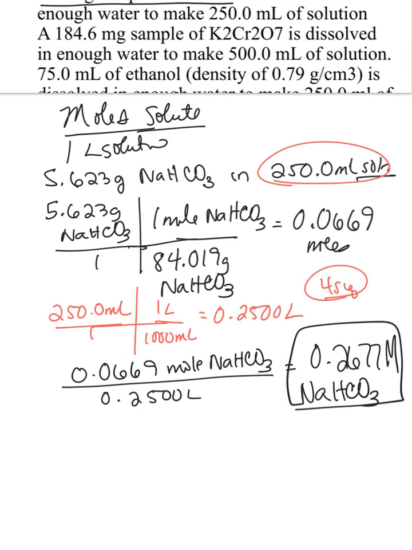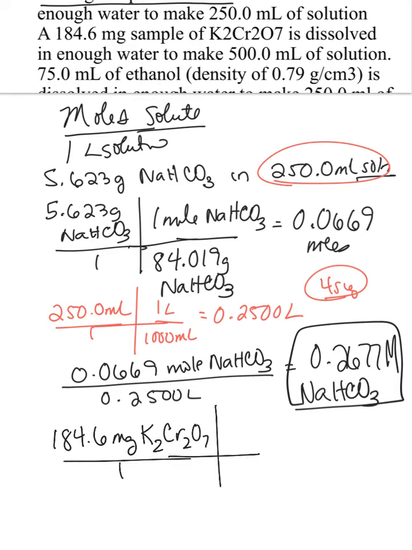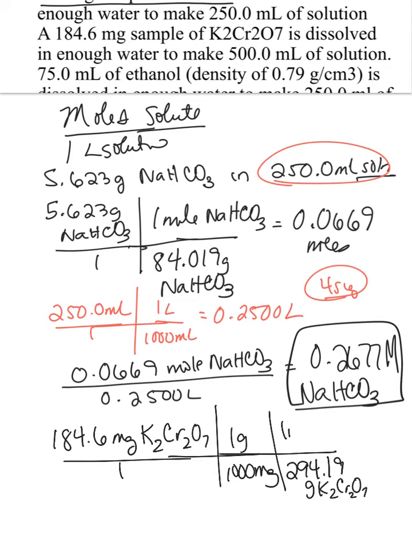Okay, the next problem is 184.6 milligrams of potassium chromate, K2Cr2O7. And we're going to convert that to moles, so 1,000 milligrams per 1 gram. And if you go to the periodic table and you add up 2 potassiums, 2 chromium, 7 oxygens, you should get 294.19 grams of potassium chromate for 1 mole of K2Cr2O7.